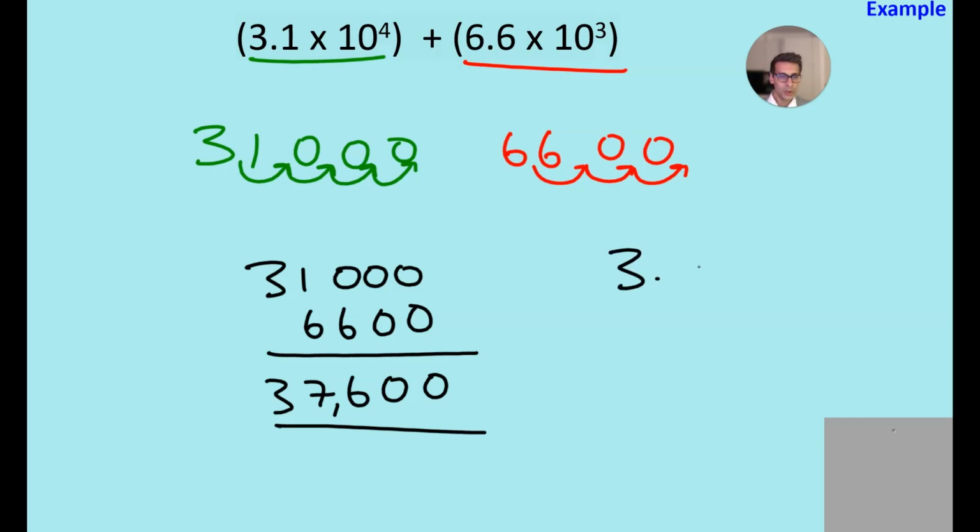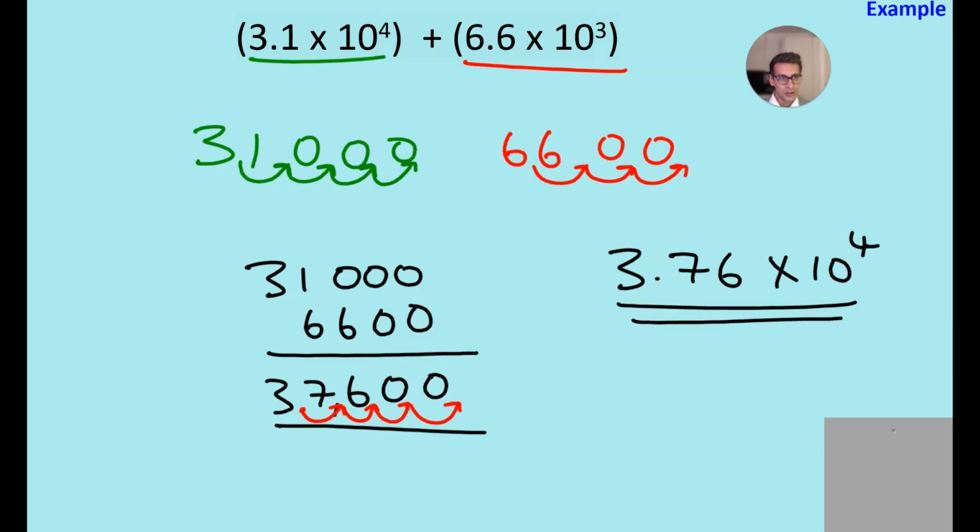So this is going to be 3.76. So make it a number between 1 and 10. And then the decimal has to move 1, 2, 3, 4 places. So this is times 10 to the power 4. If you did this the other way, you should get the same answer. I'm not going to show you that now.